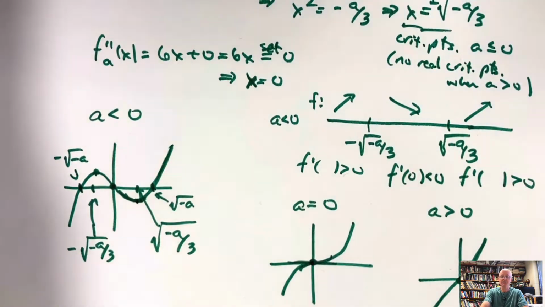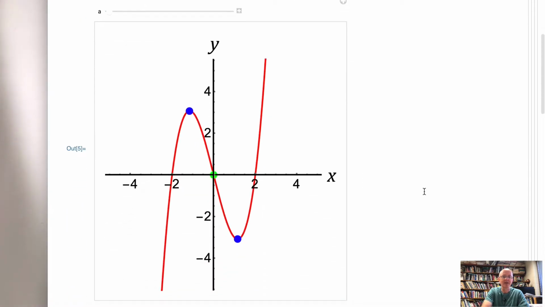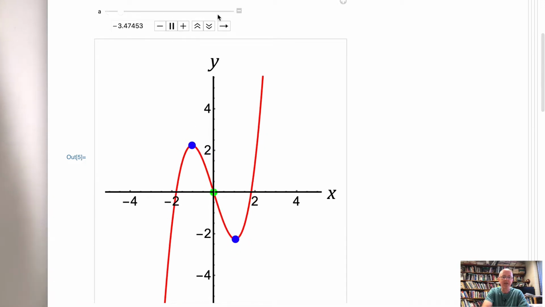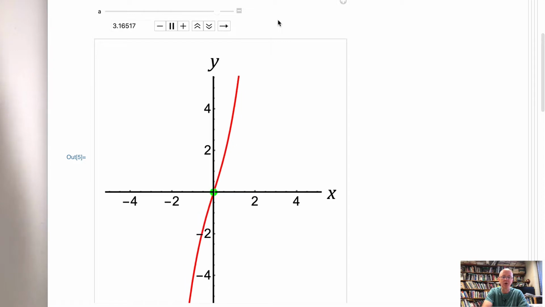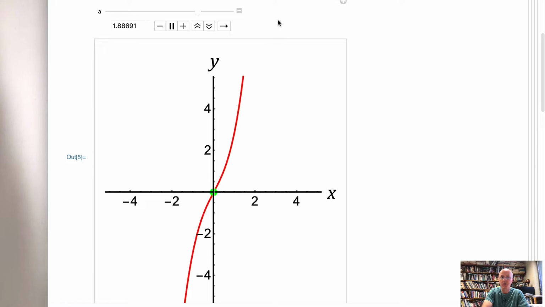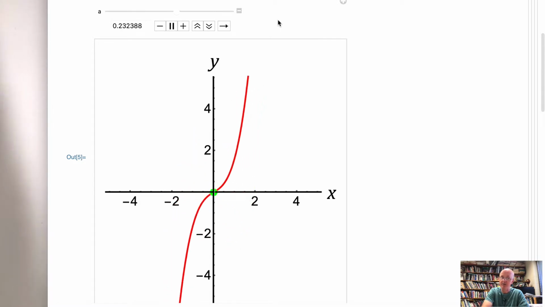Let's use technology, Mathematica in this case, to confirm this and visualize it. So this is a graph when a equals negative 4, and if I play it here, we see how the graph changes as a changes. When a is 0, the critical points merge to the origin, as well as the x-intercepts. They all go toward the origin, and that origin, which is green, is an inflection point no matter what a is.